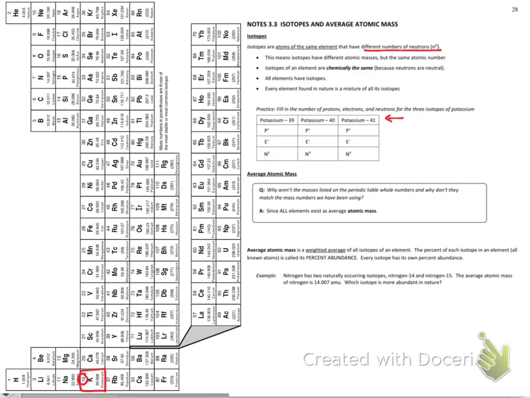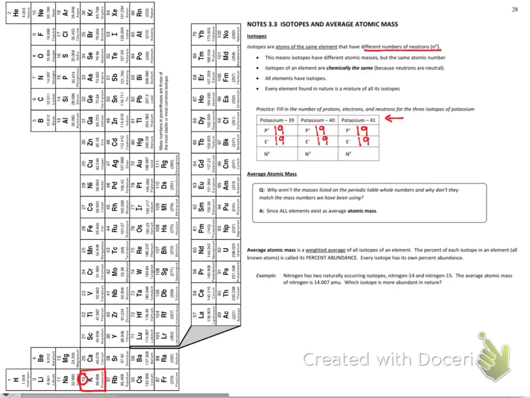And so again, that means that it's going to have 19 protons. Because we're talking about potassium, all of them will have the same number of protons. If we change the number of protons, we're changing the element that we're talking about. Next is asking about the electrons. Here we're talking about a neutral atom, and so the number of electrons will always be equal to the number of protons because they balance each other out, and the overall charge will be neutral, which means the number of electrons will also be 19.